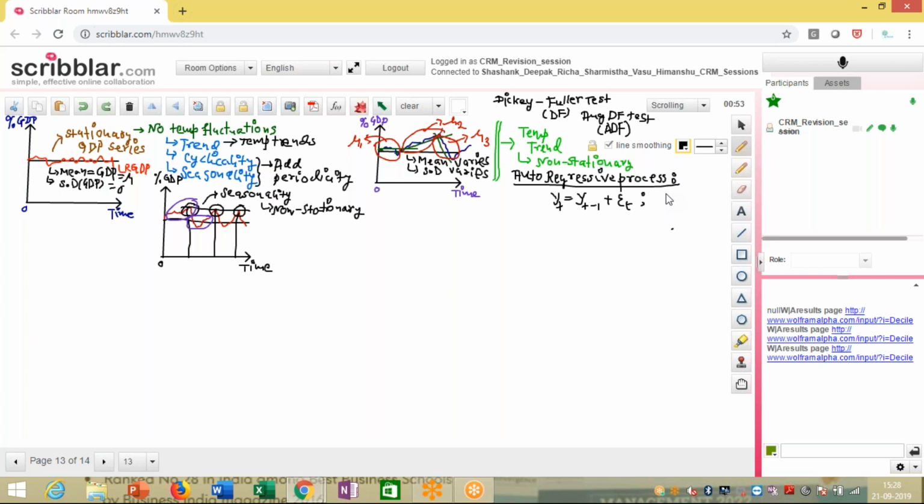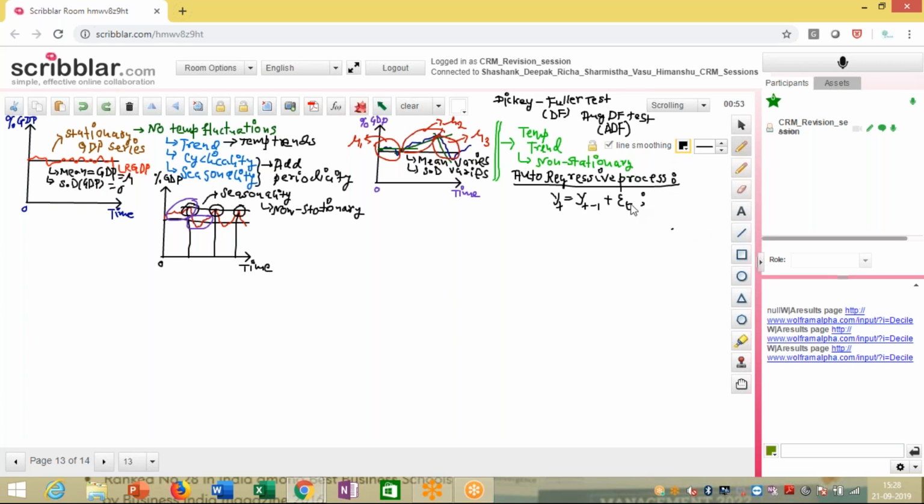The Dickey-Fuller test is used to explain the stationarity of an autoregressive process, where a particular time series variable, let's say GDP today, will be a function of GDP at t minus 1, t minus 2, and so on. It will keep on going backwards. That is the point where we would need to look into this. So yt is equal to yt minus 1 plus epsilon t.